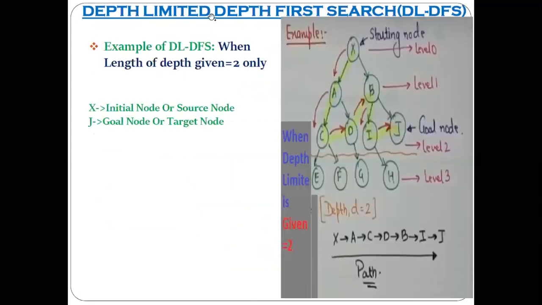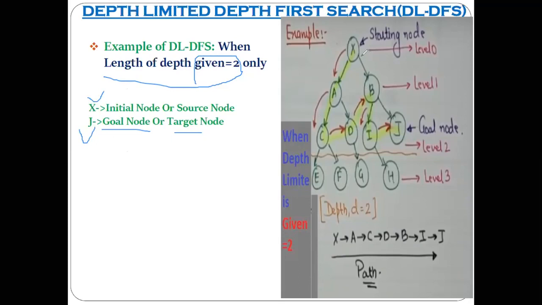Let's see the example here. We have given the length of the depth as 2. X is our initial or source node, and J is the goal or target node. You have to reach J, and you have to apply the depth limited DFS here.